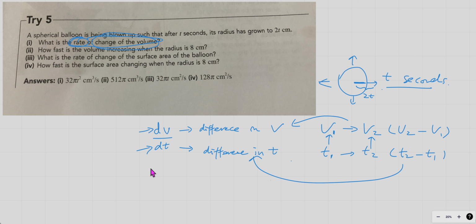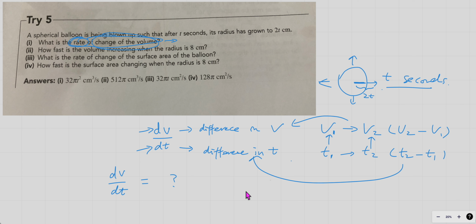So you are asked to find dV over dt. This is in English, so how do you translate the English into mathematical representation? So dV over dt. So question part 1 is dV over dt. That's the answer. Oh no, that's not the answer, because you can see the answer says dV over dt is equal to what?